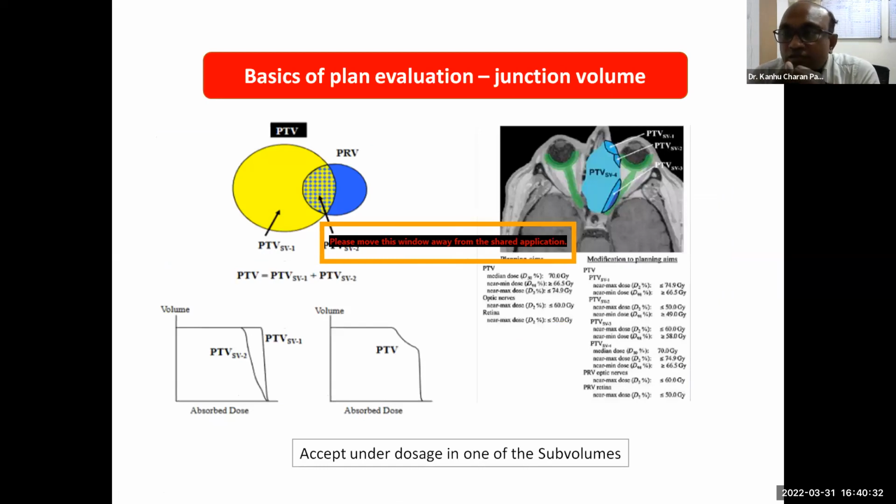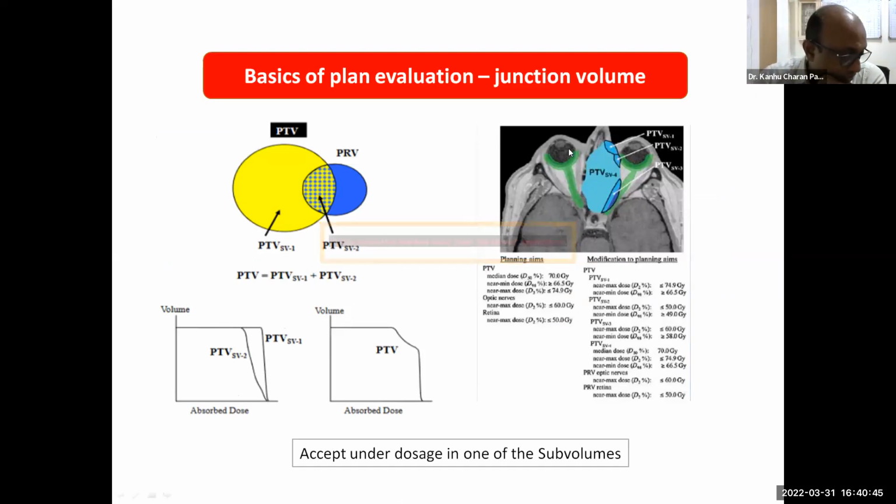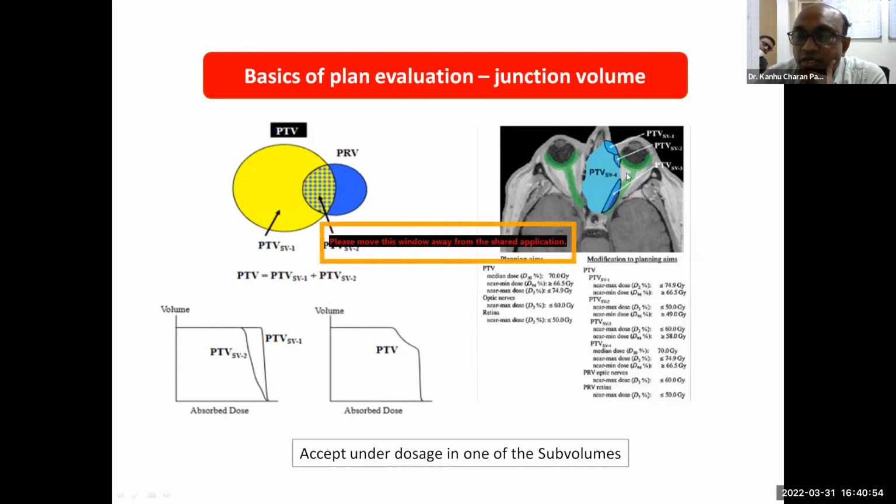Sometimes we are not able to achieve the plans that we require. Sometimes we don't get the full coverage in the PTV. So suppose in this plan, this blue structure is your PTV, and this is the OAR structure. So you should create a secondary volume here at the junction of the PTV and the vital organs, where you can accept some underdose. This is called the junctional volume. When the tumors are very close to the eye and optic nerve, you can plan some sub volumes to decrease the dose to those vital structures.